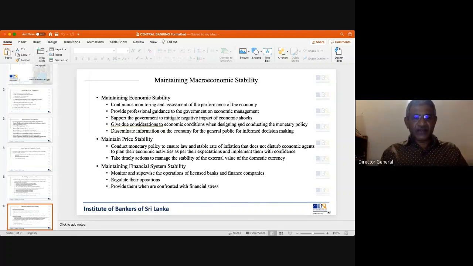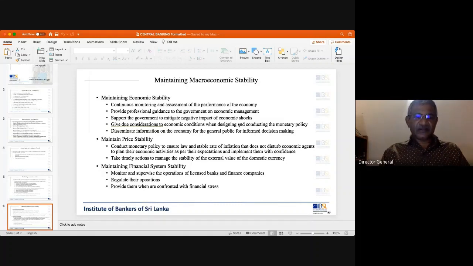The other one is to give due consideration to economic conditions when designing and conducting monetary policy. Monetary policy we will discuss in detail. The central bank can't take decisions on monetary policy without looking at what is going on in the economy. Therefore, due consideration should be given in conducting monetary policy. Monetary policy is a very important and interesting area that we will be discussing separately, exclusively under a special topic.